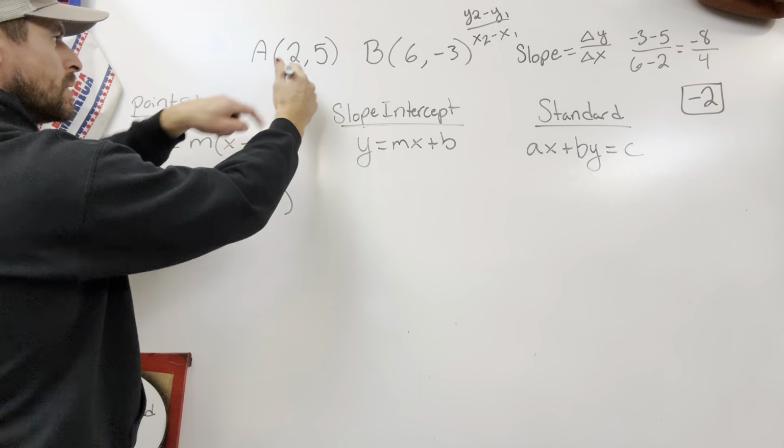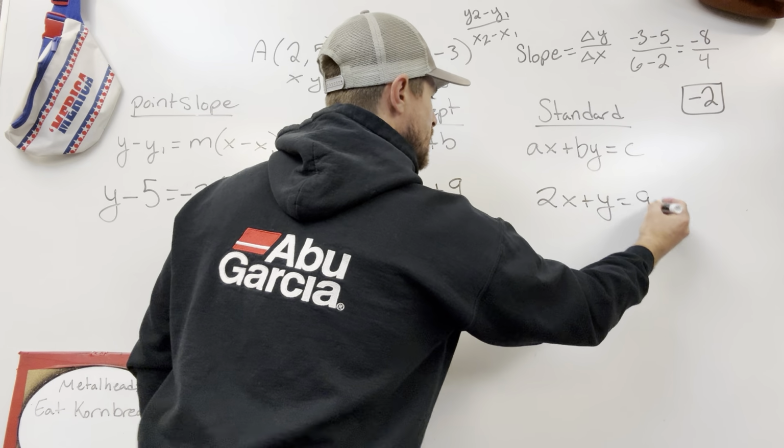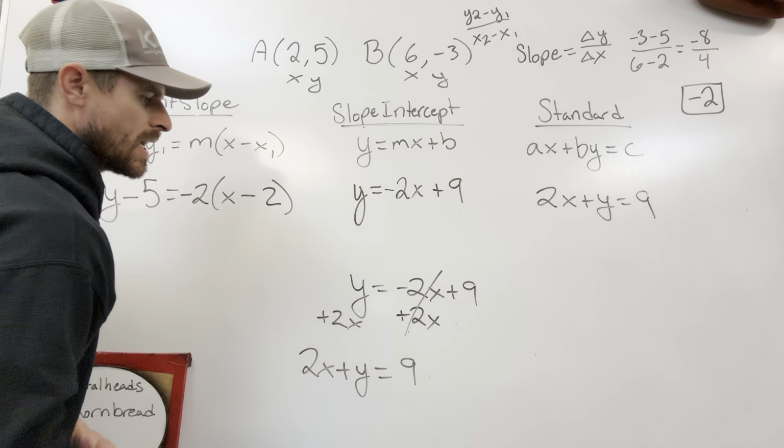Notice I have x and y on the same side, x and y on the same side, with a constant on the opposite side of the equal sign. So 2x plus y equals 9. That's going to be your standard form equation.